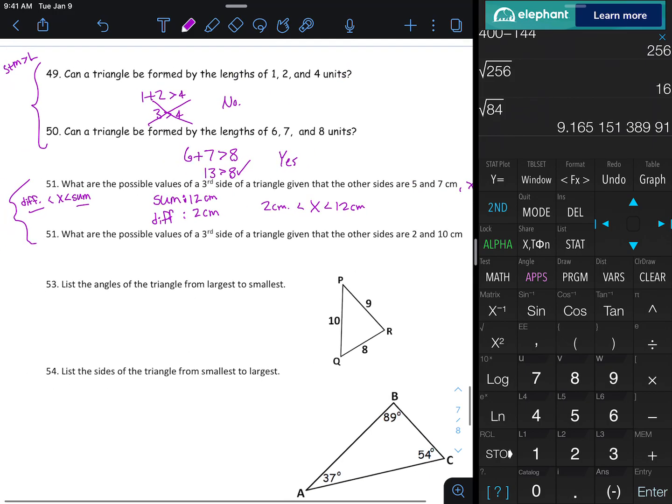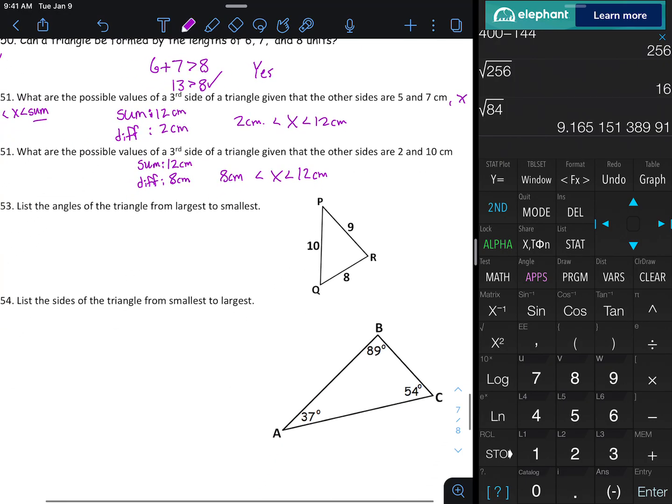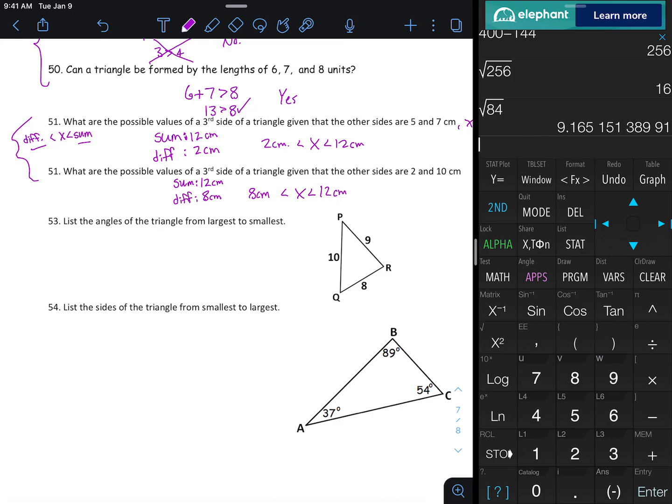So it's a different style of question. The next one's pretty much the same thing. Here you got 2 and 10 centimeters. So the sum is going to be 12. The difference is going to be 10. I'm sorry, that would be 8. So then you say x must be less than 12 centimeters, but x must be greater than 8 centimeters. Basically, the way this notation reads is your missing side is between 8 and 12 centimeters, not including 8 and 12.